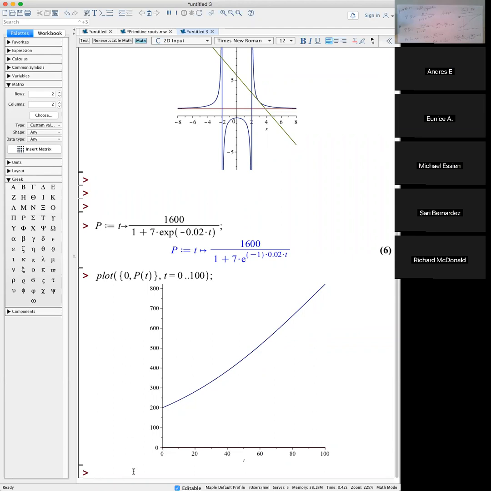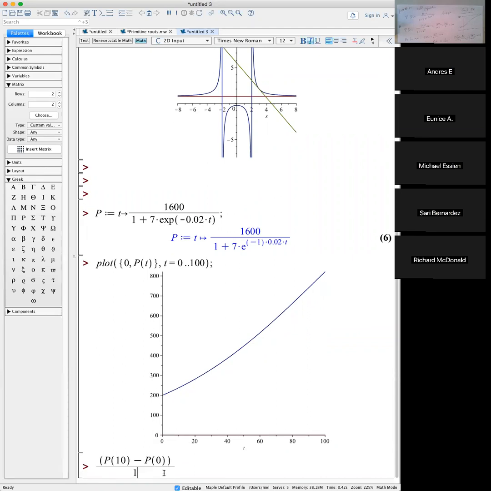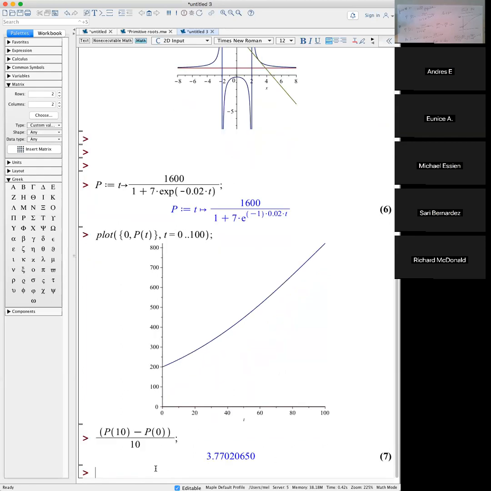And the average growth over the first 10 days is P of 10 minus P of 0, over 10. Actually, I'm curious about something.